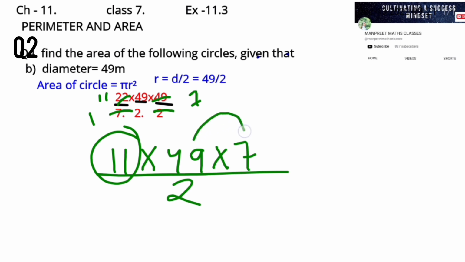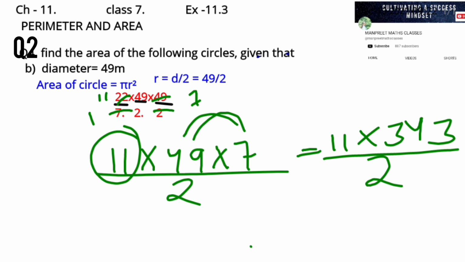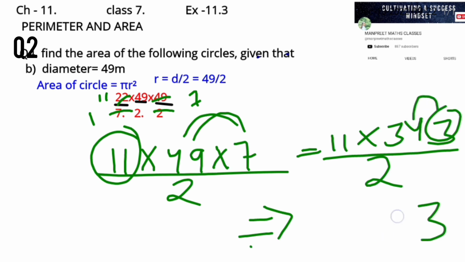So first what we'll do, we'll multiply 49 and 7. So 9 7s are 63. 6 carry and 7 4s are 28. 28 plus 6, 34. So 343 upon 2. Now multiply the given number with 11 faster. What's the trick? Go and watch the video. 3 plus 4, 7, then again 4 plus 3, 7, then 3 upon 2.